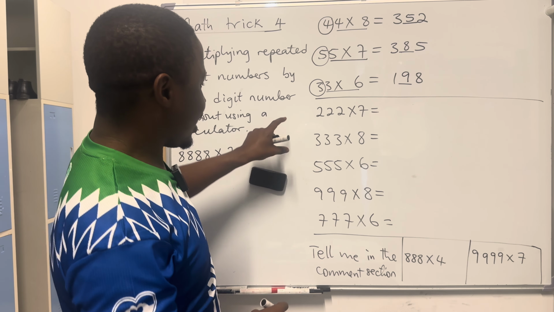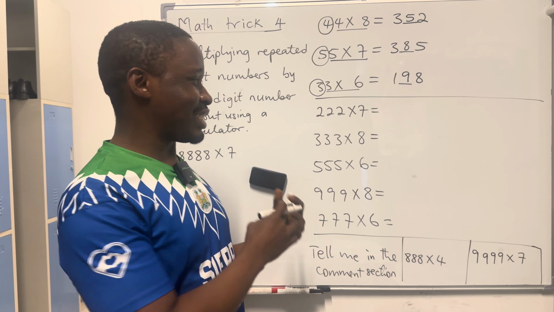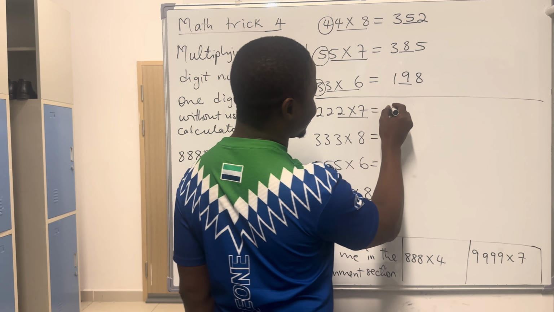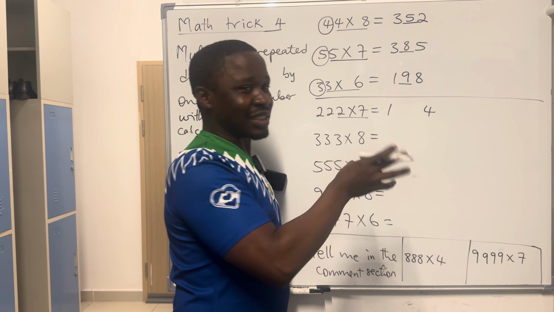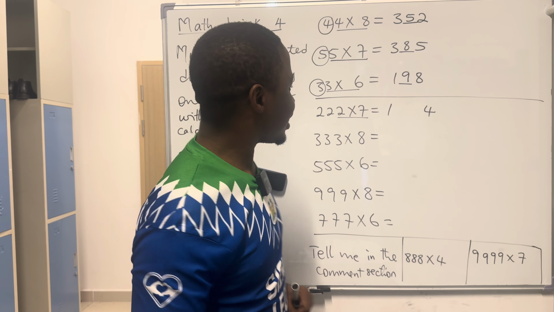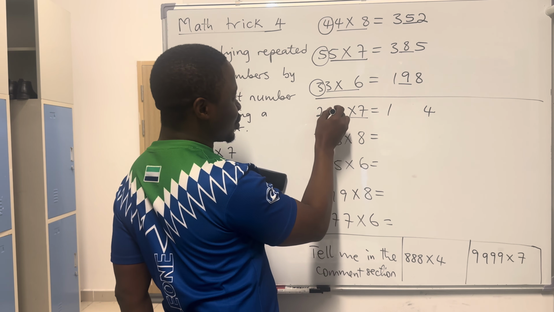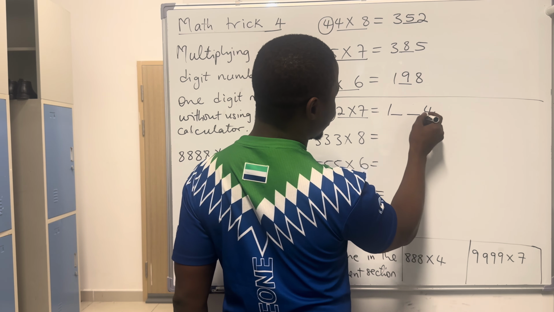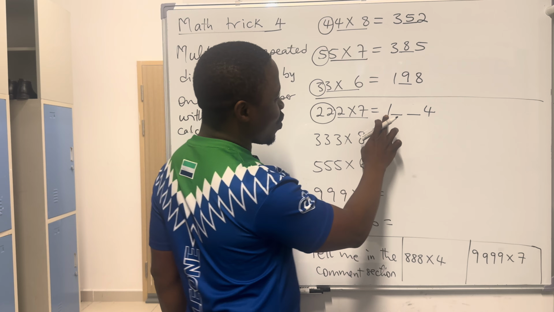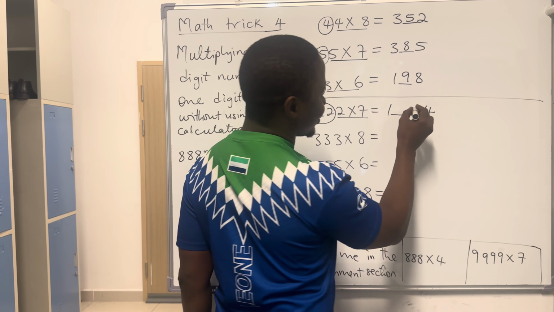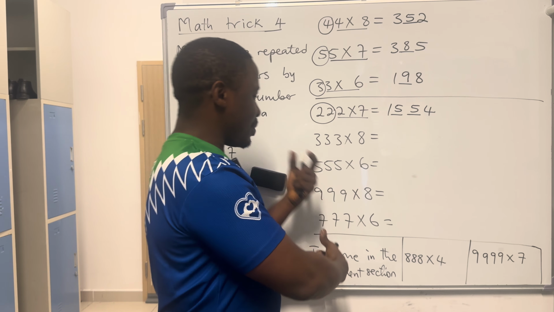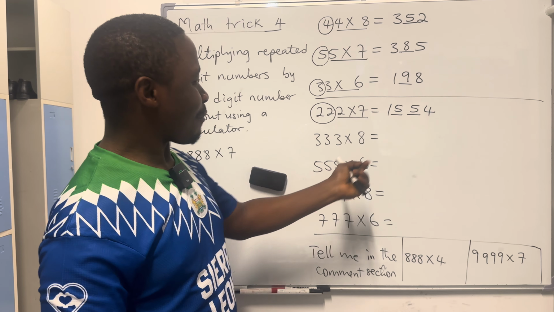So easy. Let's go to a 3-digit repeated-digit number. The same thing goes. 2 times 7 is 14. Leave a space for the digits that are coming between them. How many digits are we inserting? We are left with 2 digits here. So 1, 2. How do we know? Very, very easy, trust me. 1 plus 4 is 5. So 5, 5.